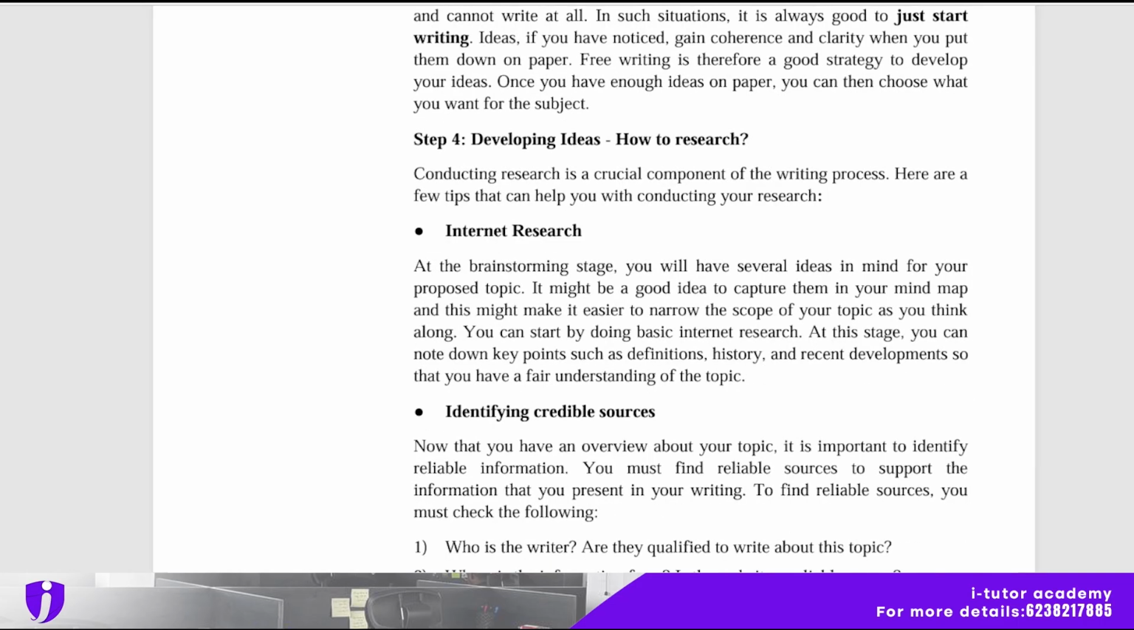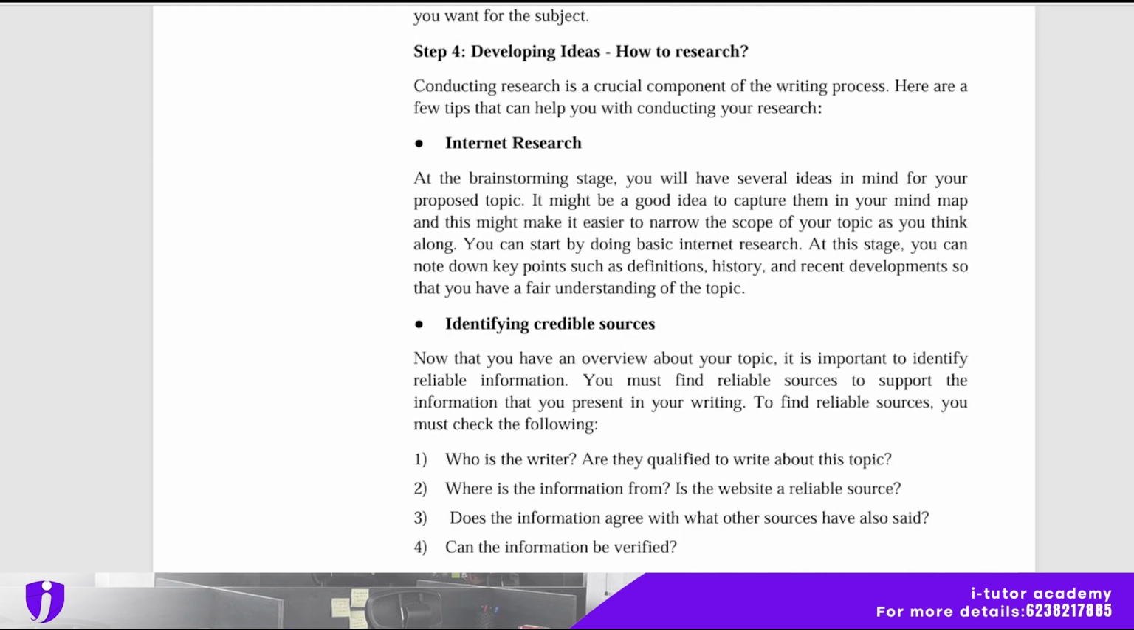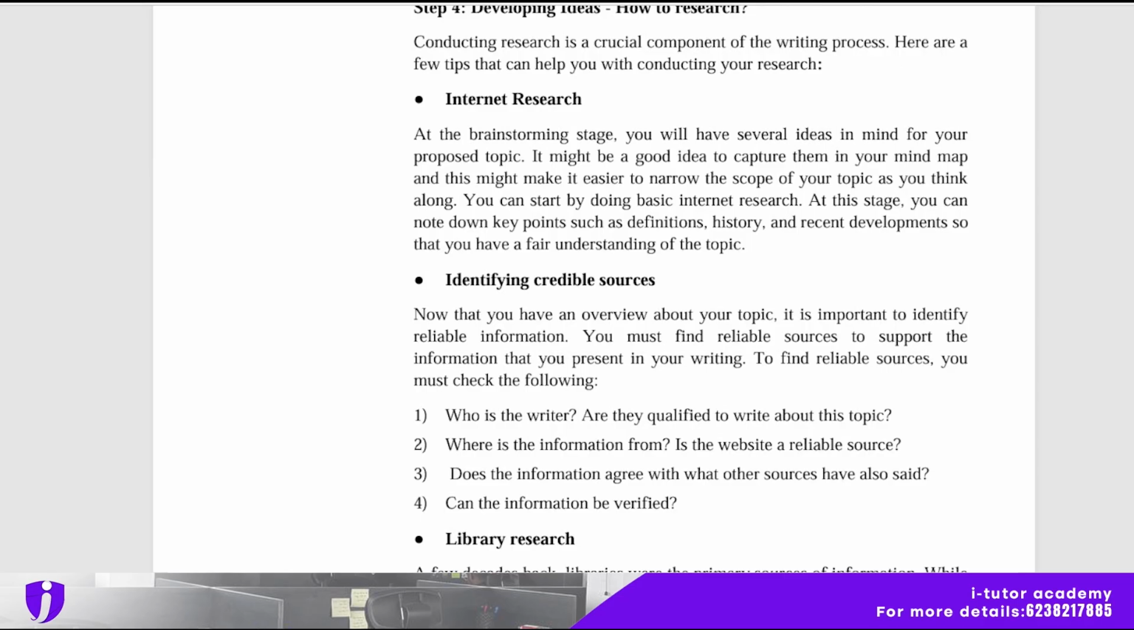And step 4 is developing ideas, how to research, and conducting research is a crucial component of the writing process. Here are a few tips that can help you with conducting your research. Internet research and identifying credible sources. In internet research, at the brainstorming stage, you will have several ideas in mind for your proposed topic. It might be a good idea to capture them in your mind map, and this might make it easier to narrow the scope of your topic as you think along.